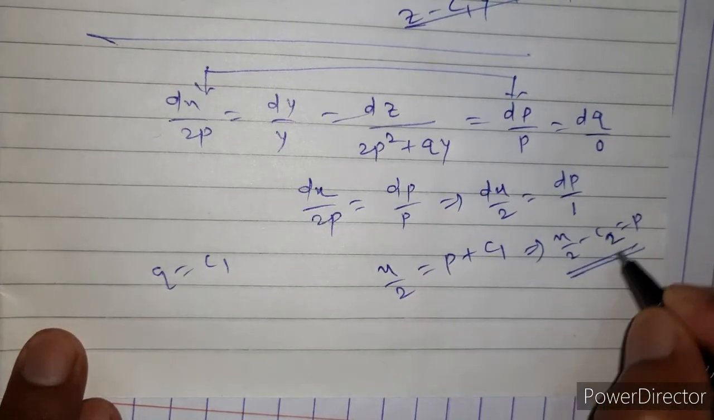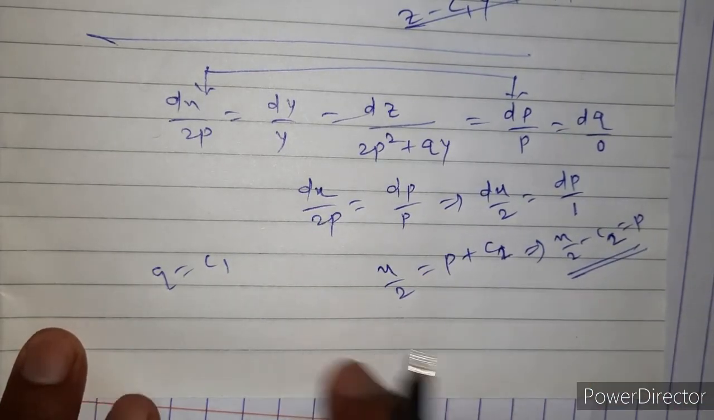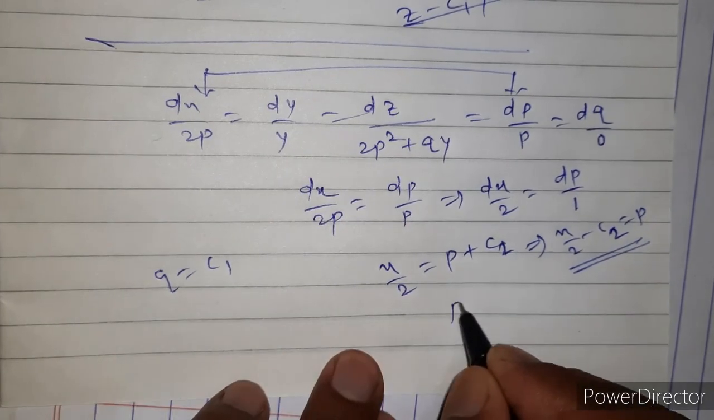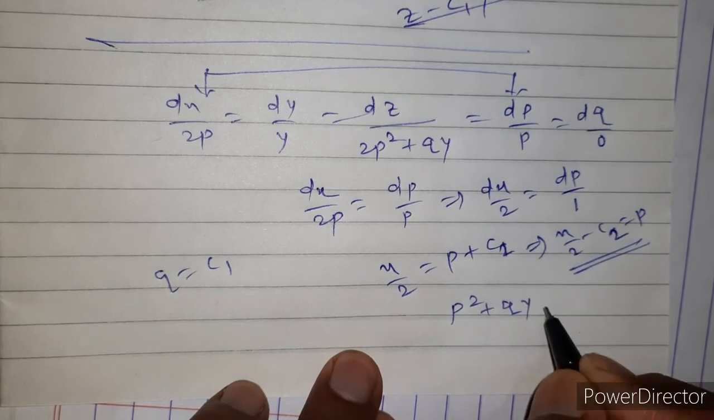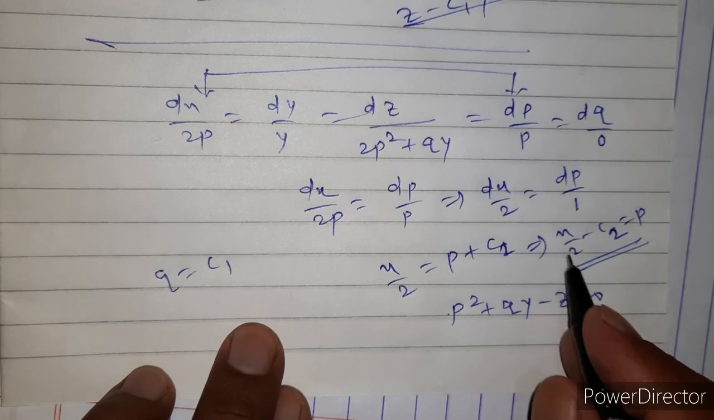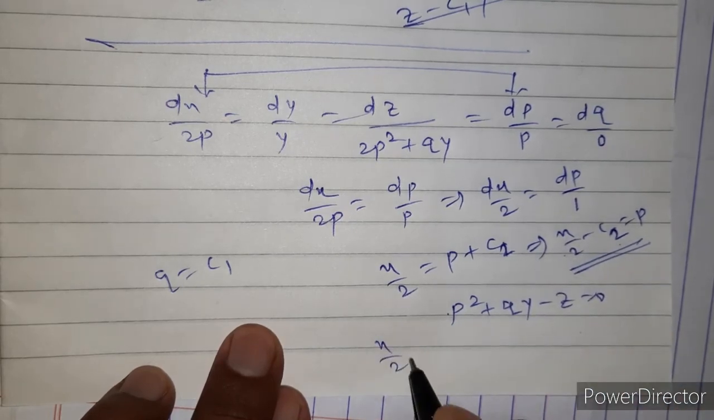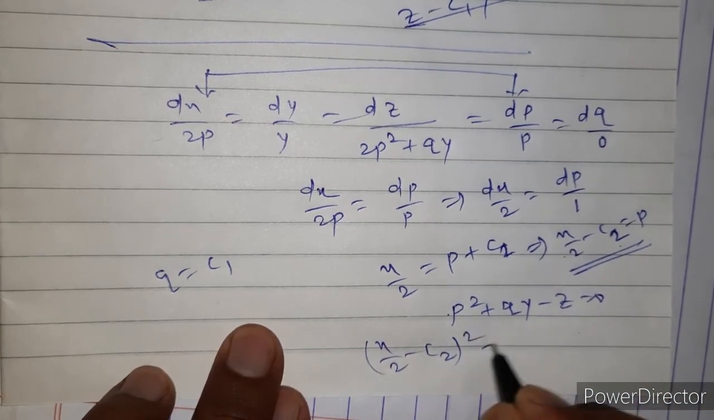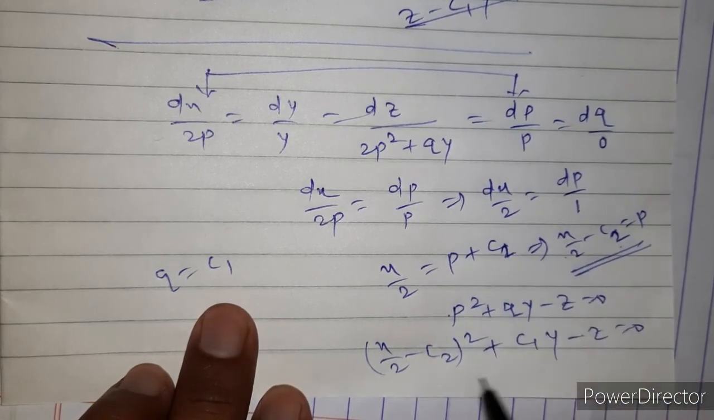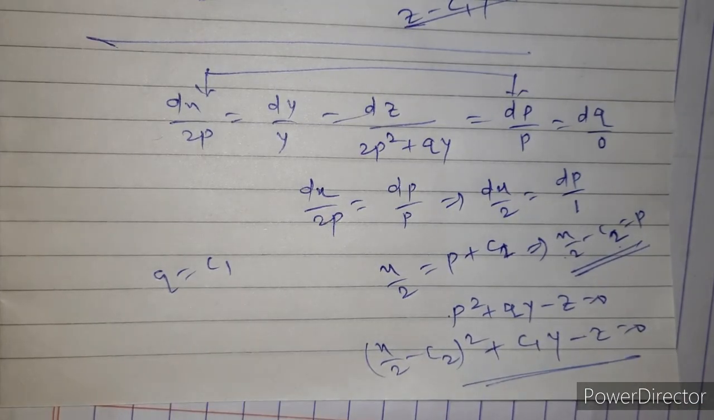Here it is c2, you may take. Clearly. And put these values in your given equation. Which is your given equation? Yes, I am writing here. p² + qy − z = 0. Put here the values. What is the value of p? x/2 − c2. So (x/2 − c2)² + c1y − z = 0. This is your answer. So in this way we will find our answer. Hope you have understood it, and in the next video we will take some more examples. Thanks for watching.